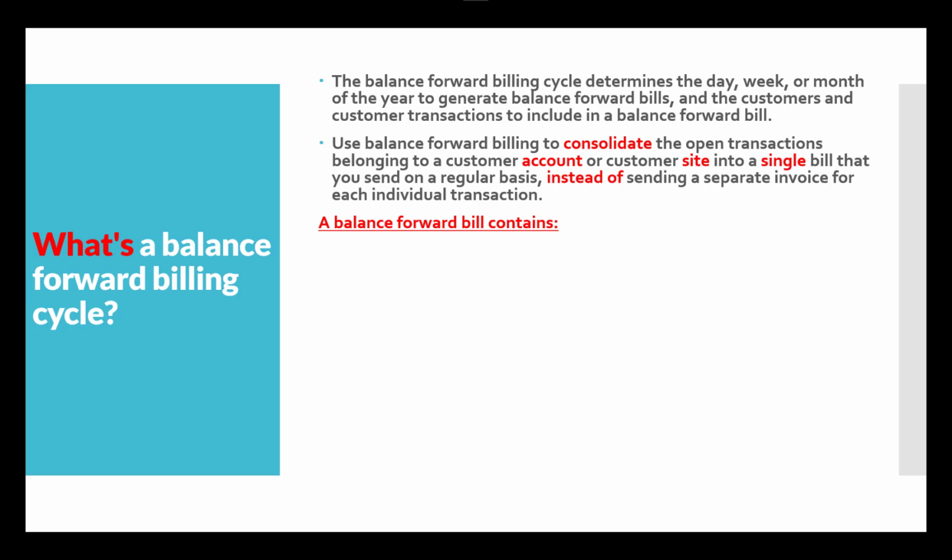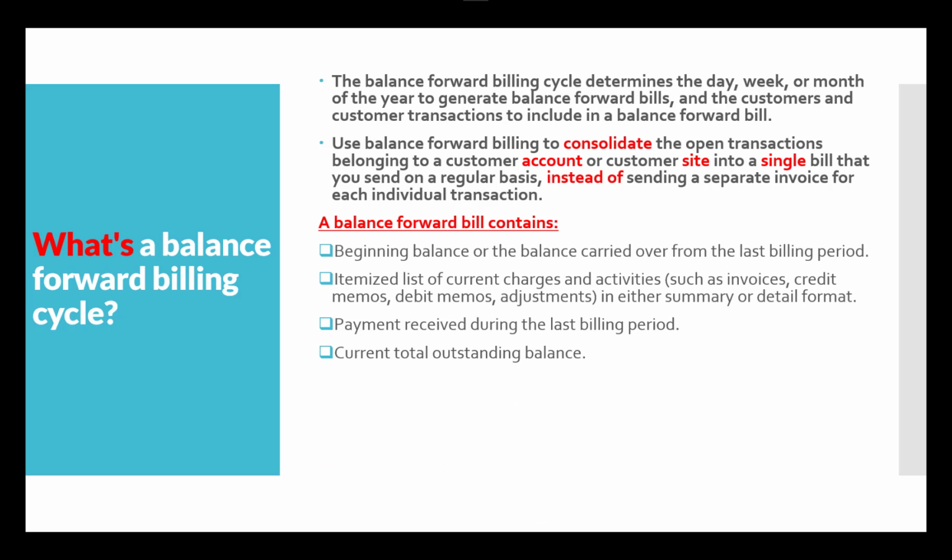A balance forward bill contains the beginning balance, or the balance carried over from the last billing period, and an itemized list of current charges and activities such as invoices, credit memo, debit memo, adjustment, and so on, in either summary or detail. All of these options you will see later when we go to set up the feature. Also, it contains payments received during the last billing period and the current total outstanding balance.